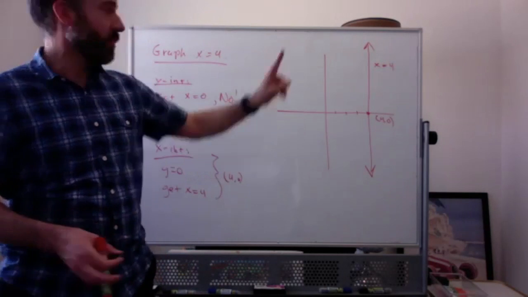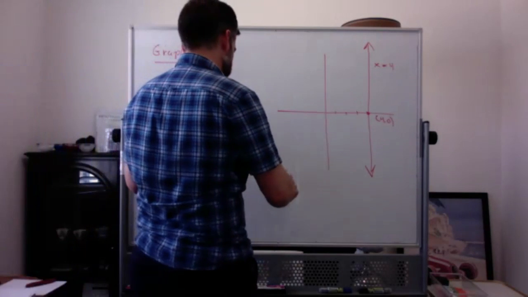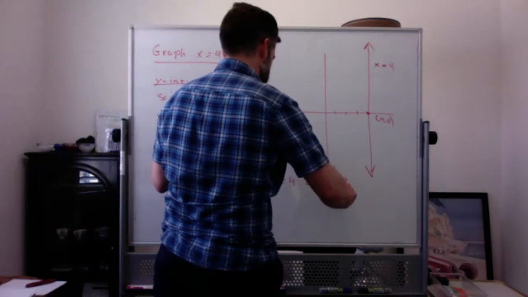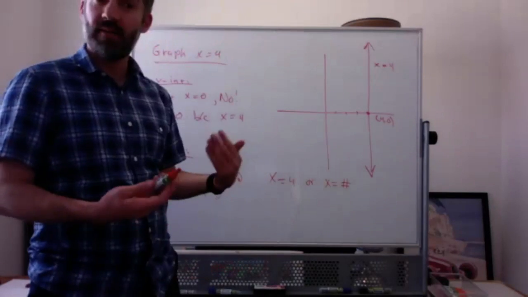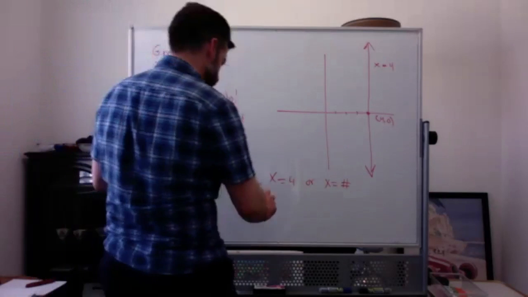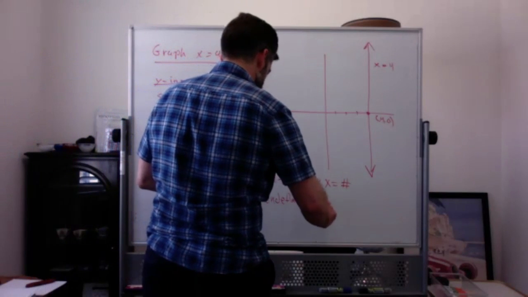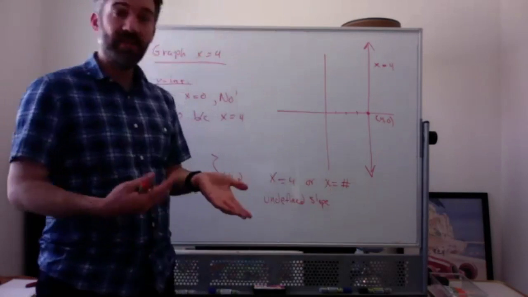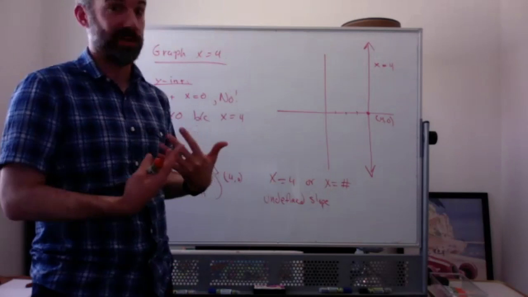Couple important things about this vertical line versus any other line. This line, x equal to 4, or x equal to just a number in general, has an undefined slope. You have an infinite rise divided by 0 run, and you know dividing by 0 causes problems.